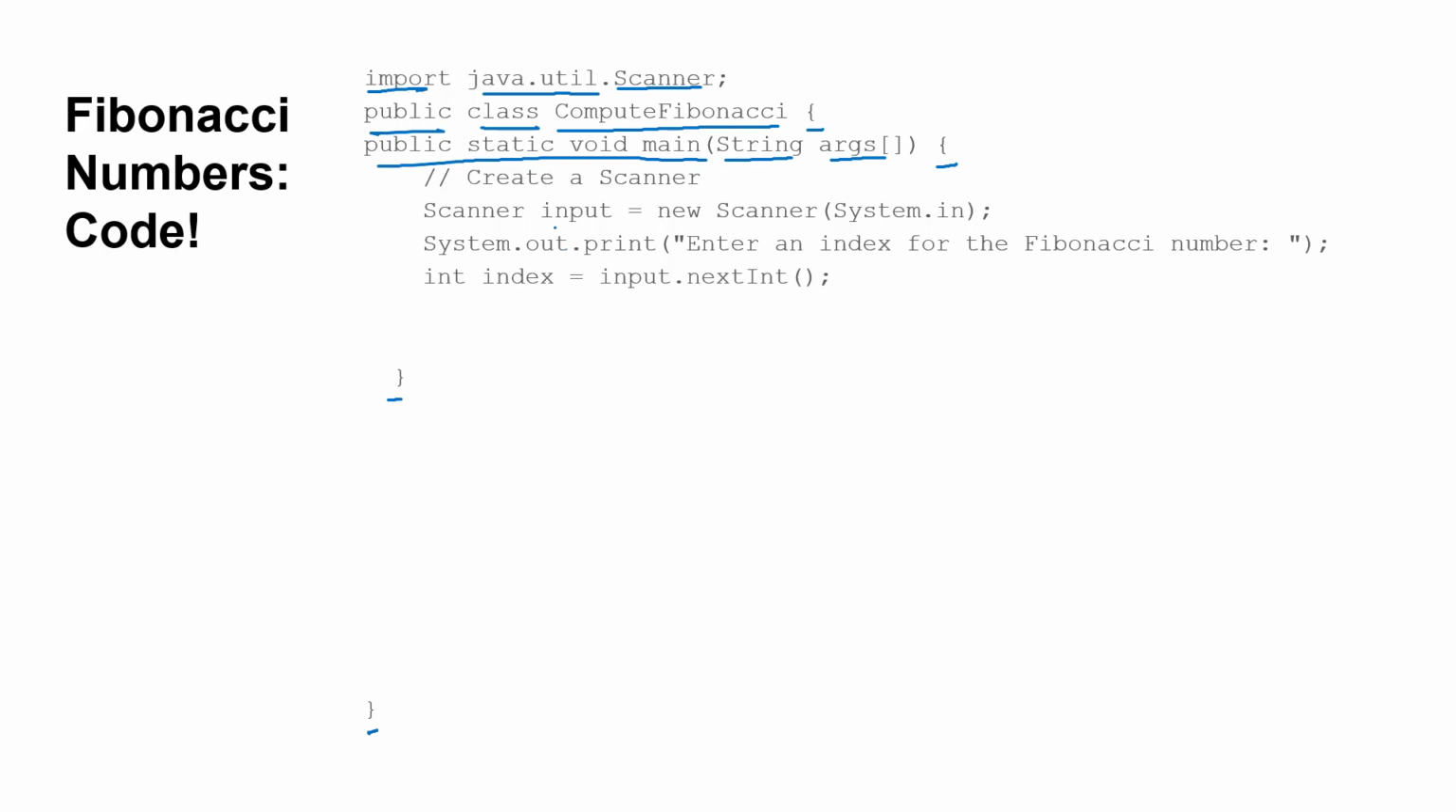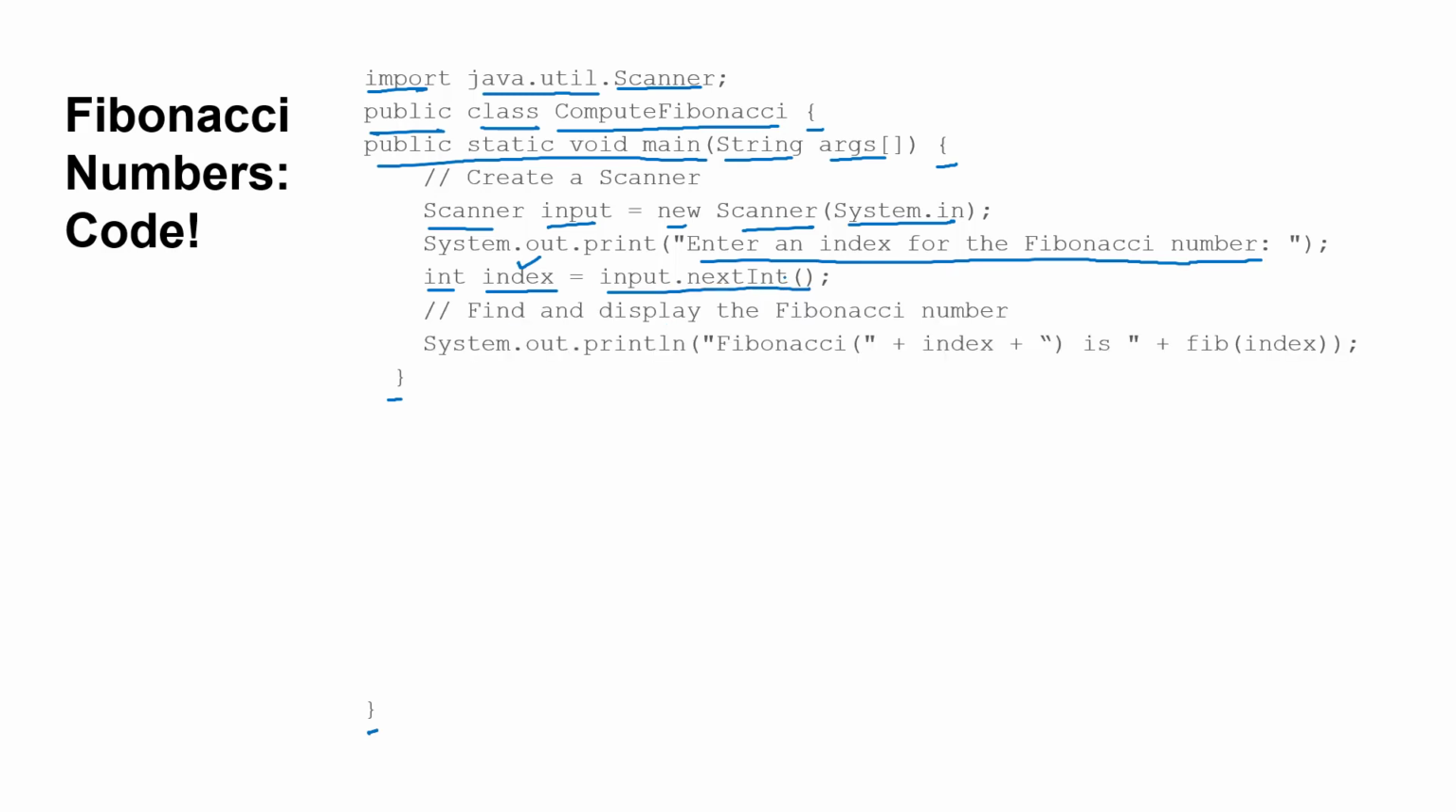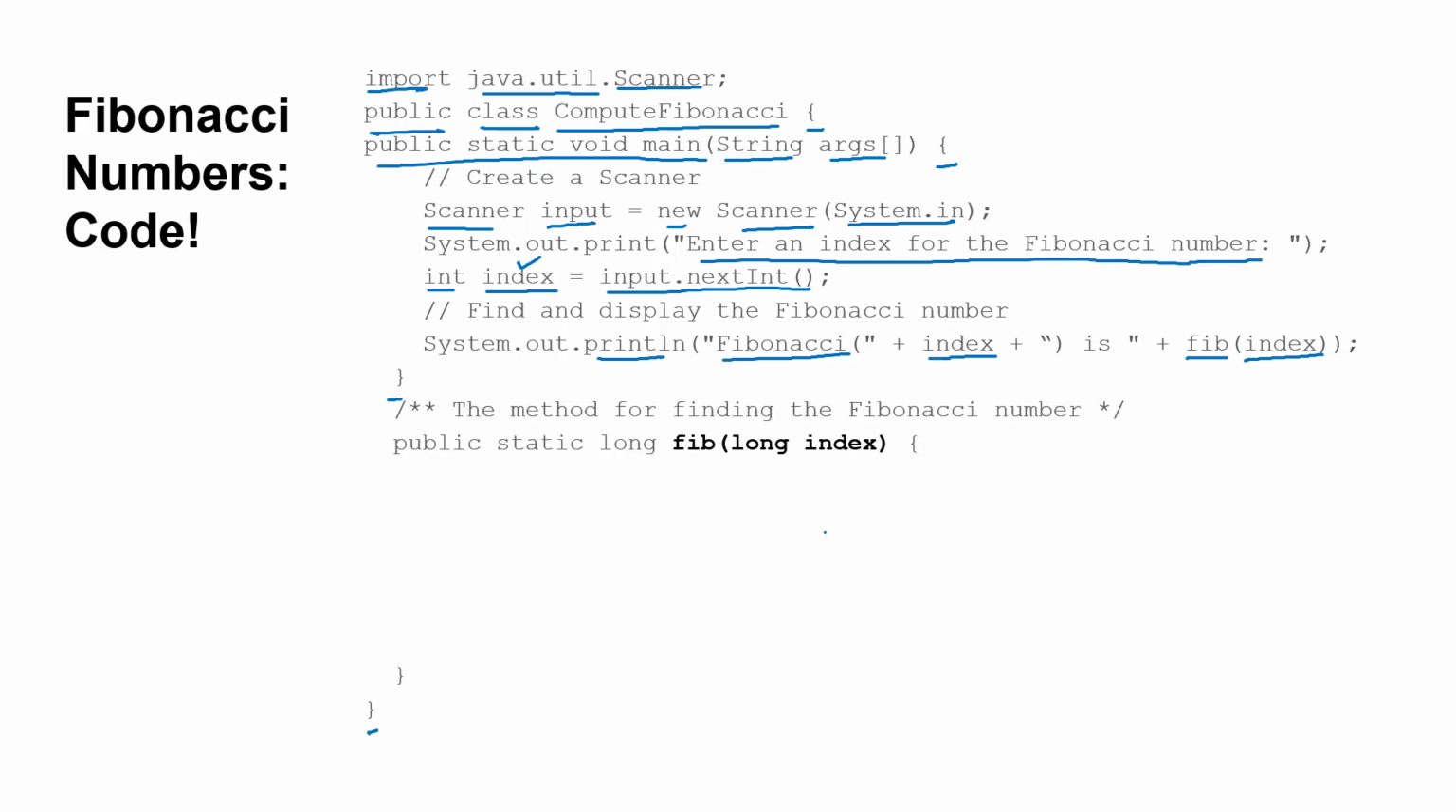So here we will create input, which is a Scanner object, by saying new Scanner(System.in), and now we are prompting the user to enter an index for the Fibonacci number, and that has been captured or stored in the variable index, which is of type int, by calling input.nextInt. Then you invoke this method fib on the index, and you're printing out that the Fibonacci of index is this value. Now let's pay attention to this interesting recursive method called fib.